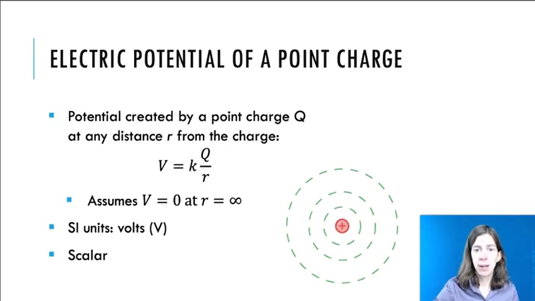A couple more things about the electric potential. The unit is the volt, which is also designated using the capital letter V. So you can tell by the context what the V represents, whether it represents electric potential or volts. The nice thing about electric potential is it's a scalar, so direction doesn't matter. That makes it easier to work with.